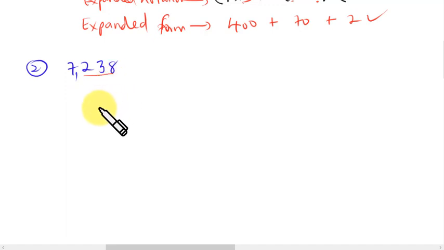So you hear the thousands, right? 7,000. So it means 7 belongs to the thousands position. So how do we write this? Now let us look at this here.